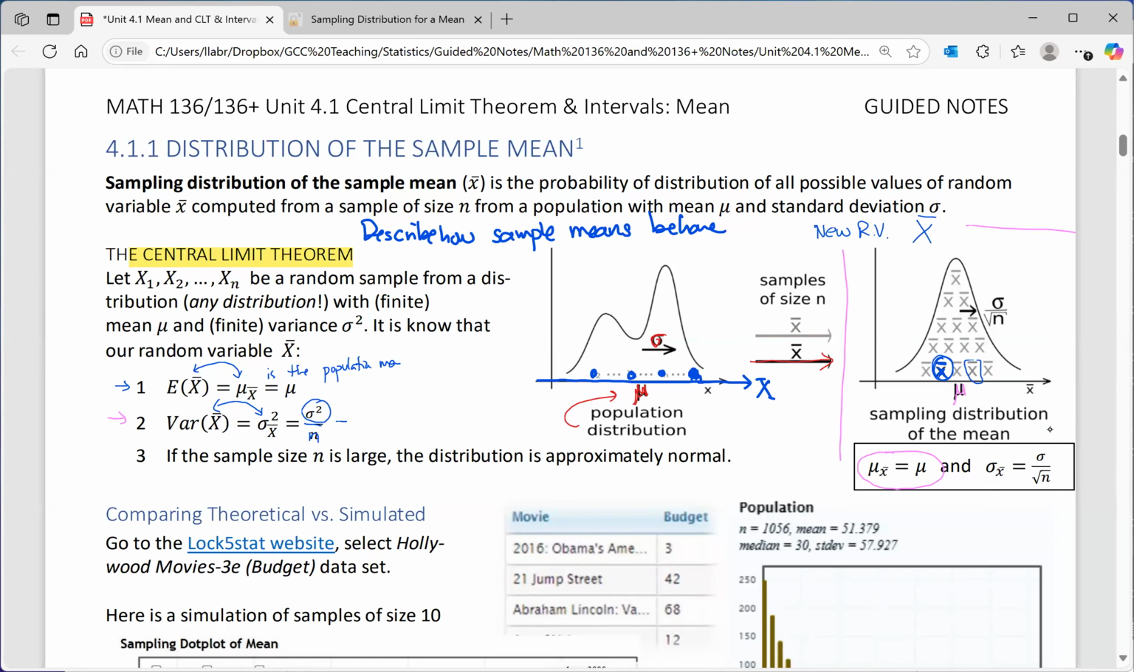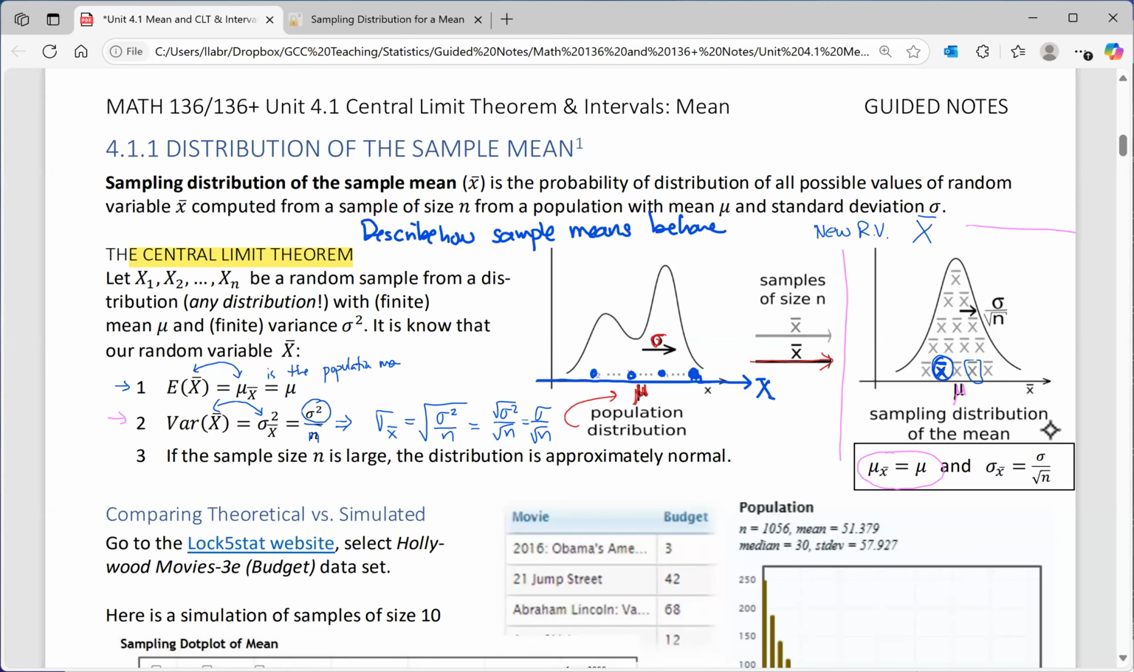So therefore, if you go ahead and take the square root on both sides, you'll get that sigma of x bar, so the spread or the variability of the sample mean, is equal to, again, take square root on both sides, the square root of variance squared over n. So if we simplify that a little bit, that becomes the square root of sigma squared over square root of n, which is sigma over square root of n.